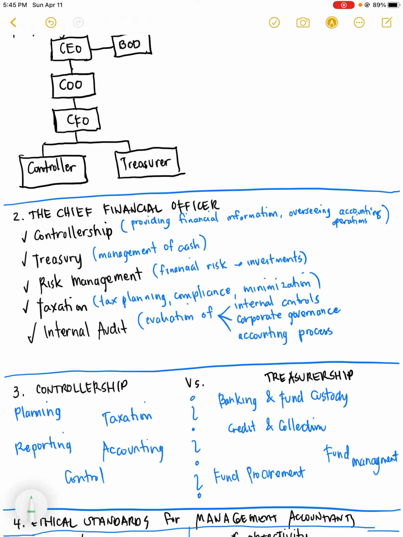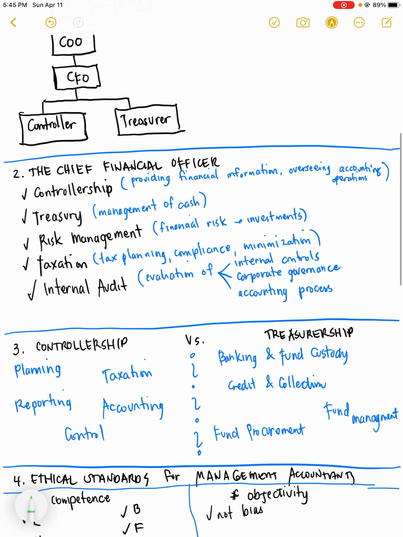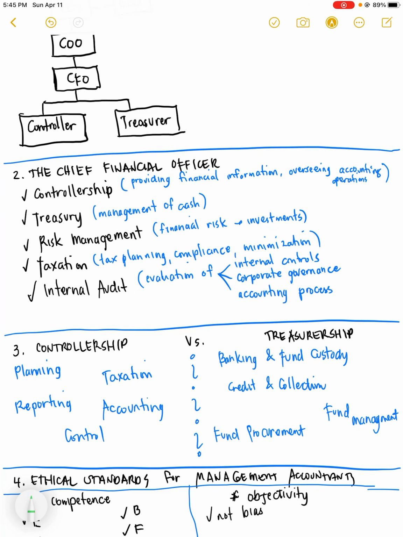know how you are going to minimize your taxes. So that includes tax planning, which includes compliance with tax rules and regulations. And lastly, it's also the function or responsibility of the CFO to handle the internal audit.